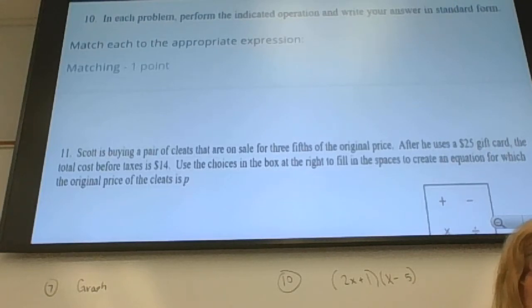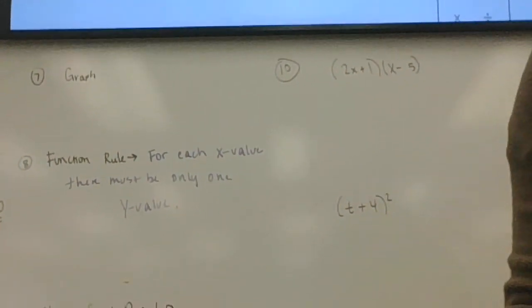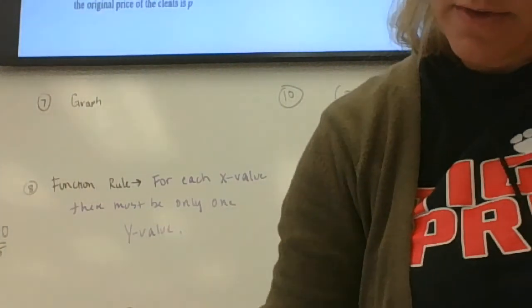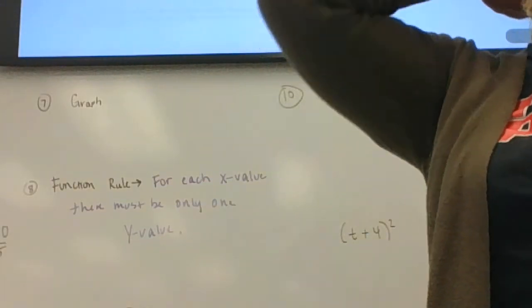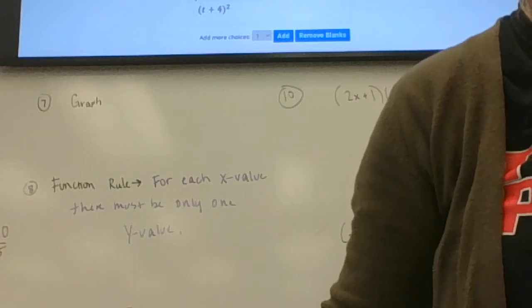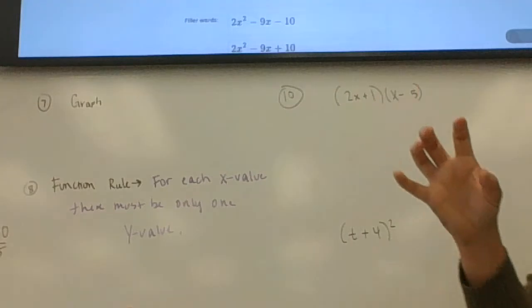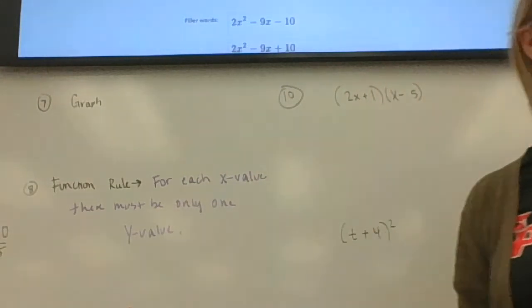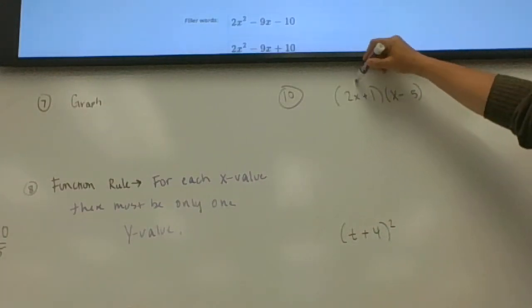Number 10 is right here on the board. So this is FOILing. It says match to the appropriate. How'd you match them? There were 7 options you had to pick from. So they're trying to mimic a multi-select, but remember we're FOILing here.